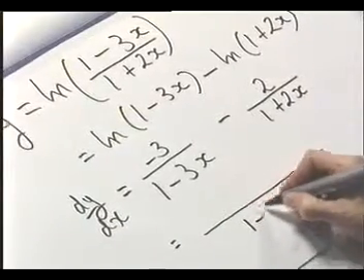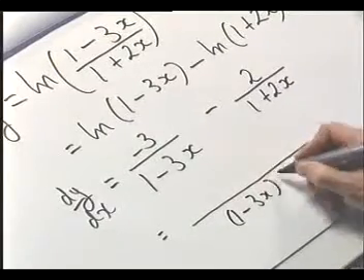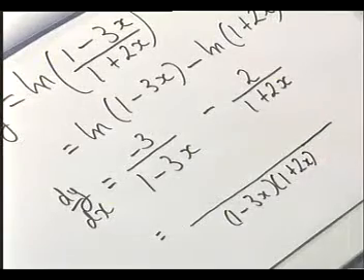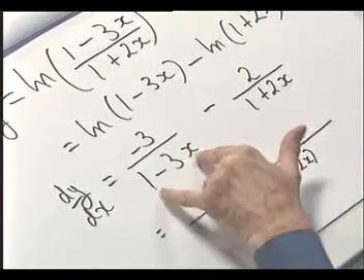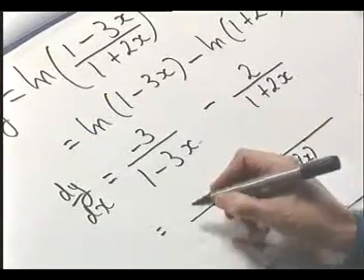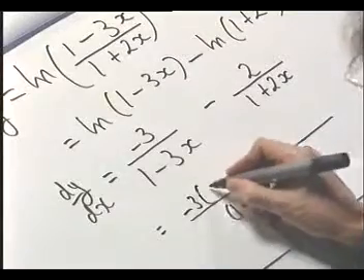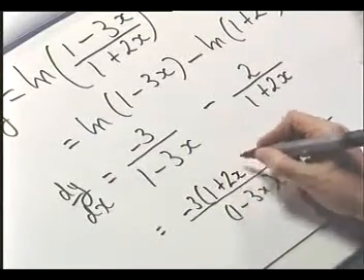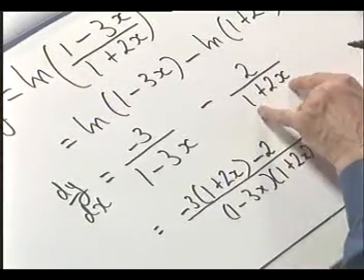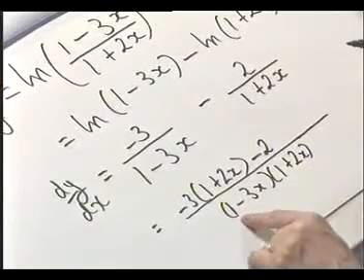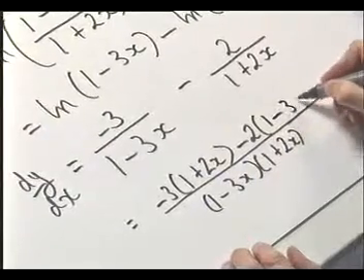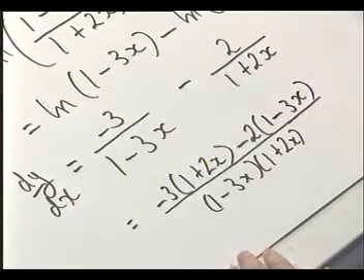So that's 1 minus 3x times by 1 plus 2x. So we ask ourselves, how many times does this divide into this? And the answer is 1 plus 2x. So we have minus 3 times 1 plus 2x minus 2, and then how many times does this go into this? And the answer is 1 minus 3x, so it's 2 times 1 minus 3x.